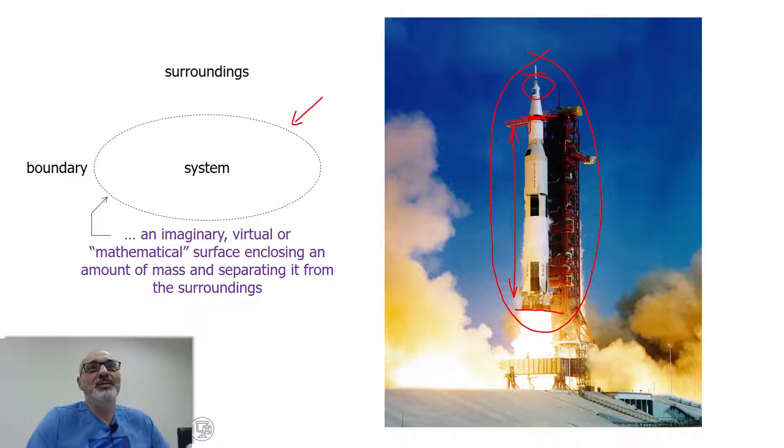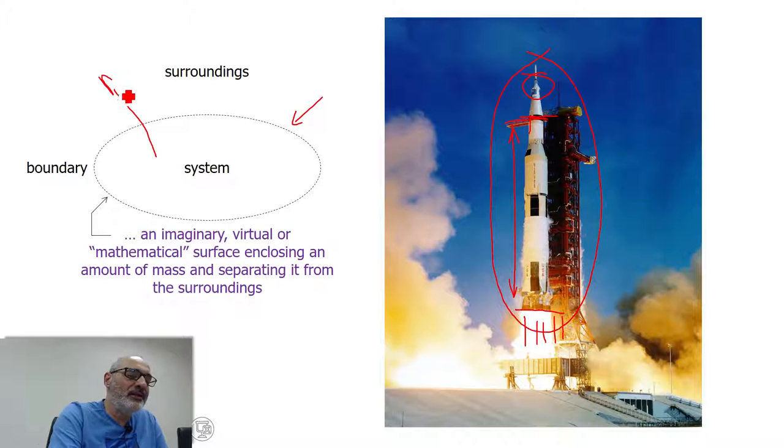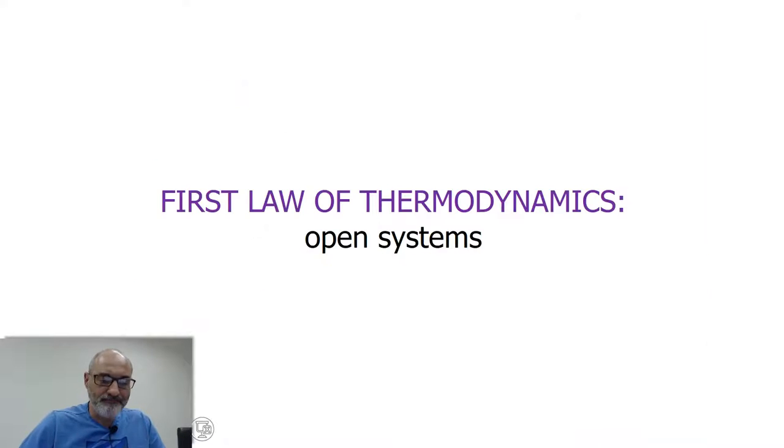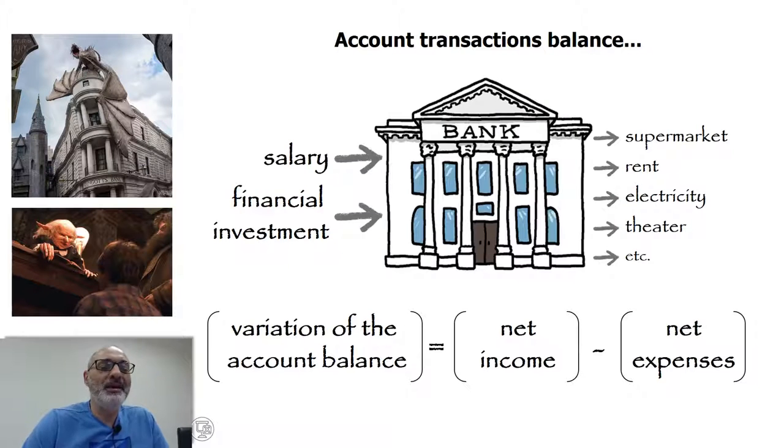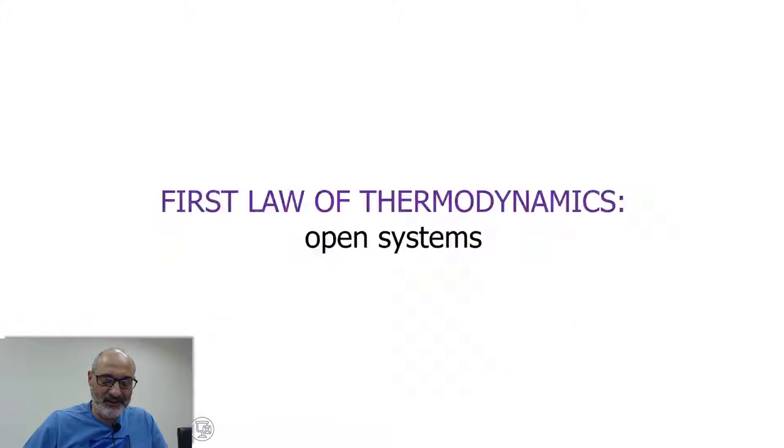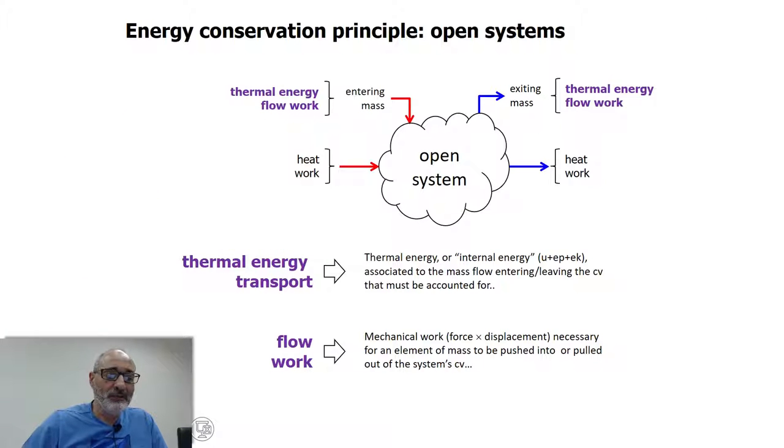One important aspect of this particular system is that you have mass flow through the boundary down here. So this is what we call an open system. Just to be clear, an open system is a system in which you have mass flow through the boundary. That's the definition of an open system. And we're going to do our banking balances on this open system.